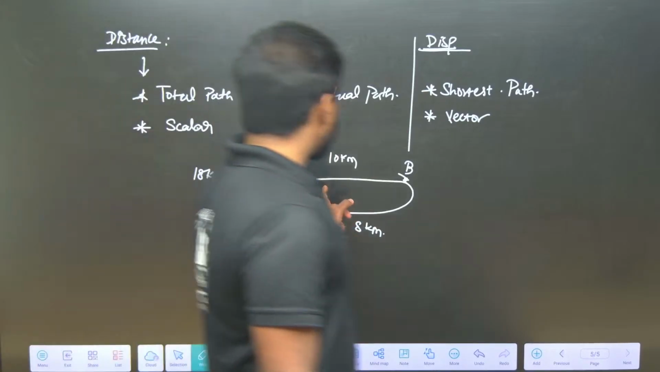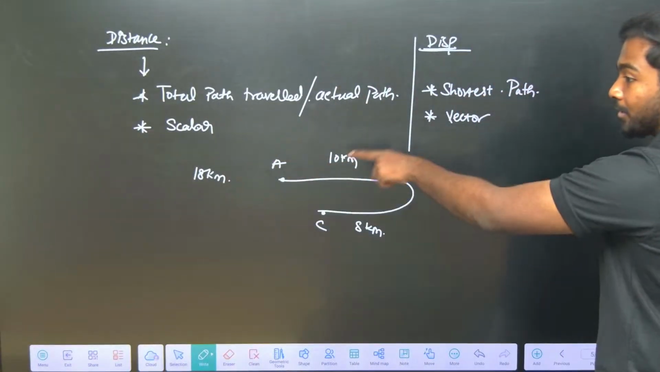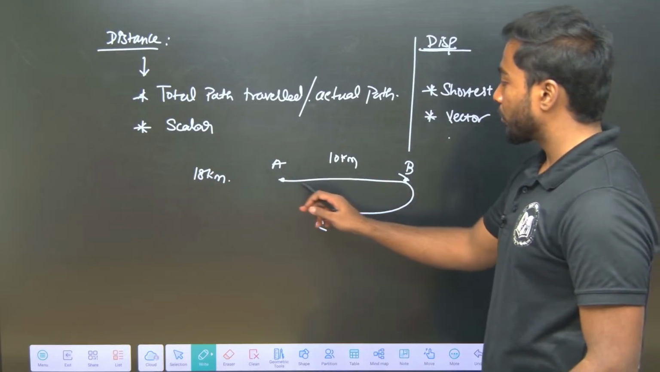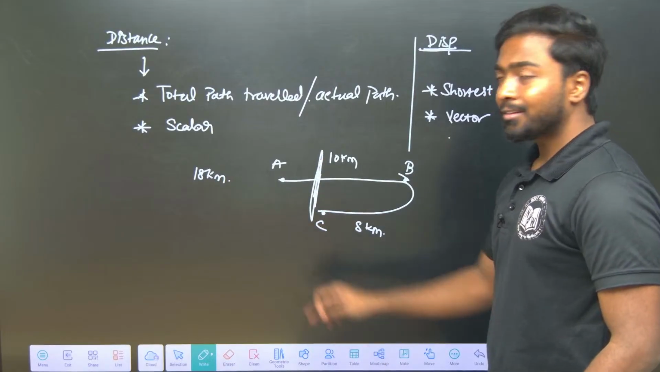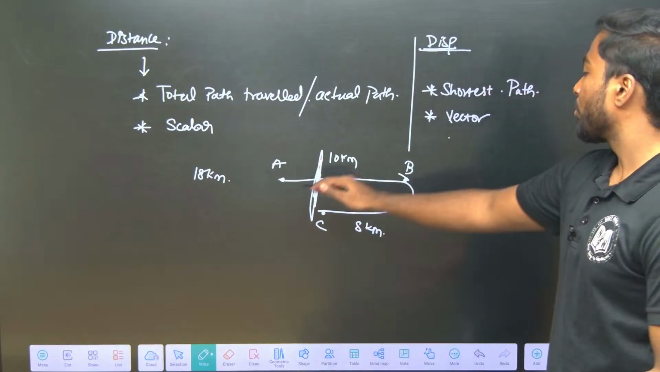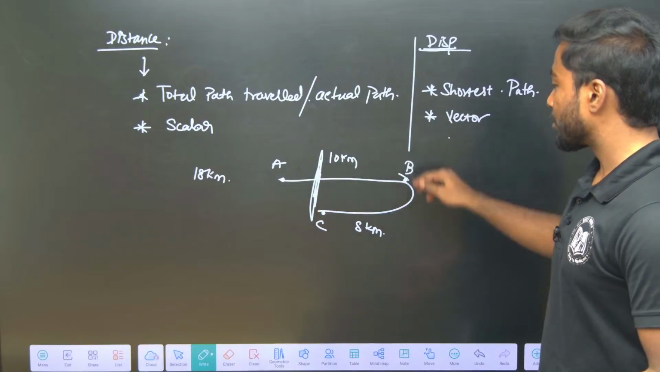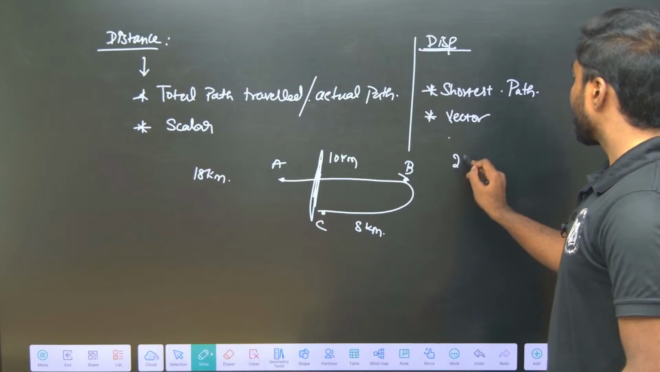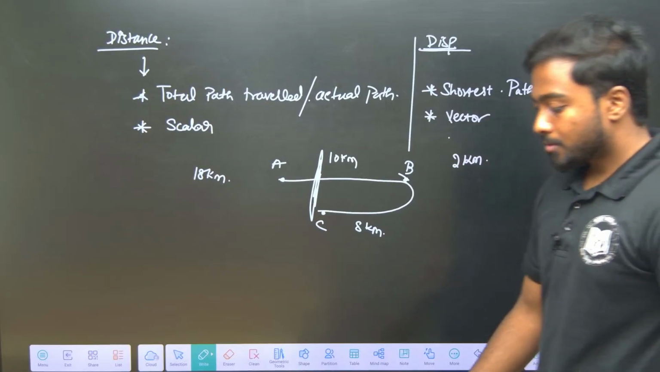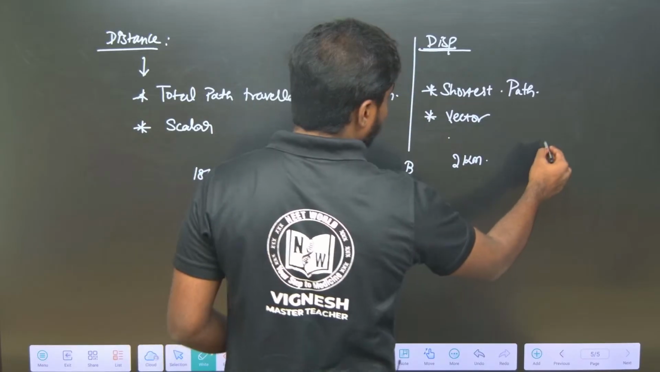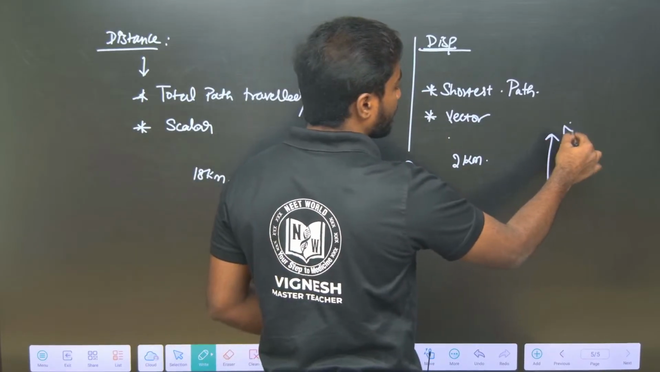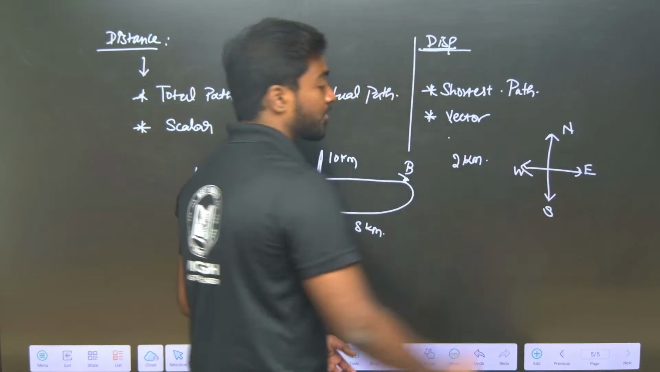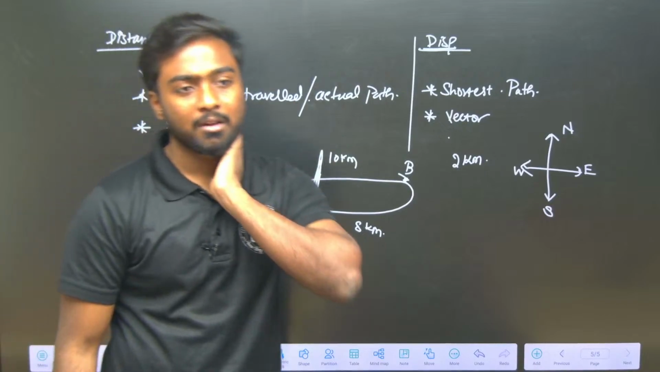Whereas, for this particular thing, when we are seeing displacement, how much? A to C? Only 2. I can travel from here to here directly, not going there and coming here. That is the actual path, but the shortest path is 2, right? So, 2 kilometer. So, we should consider whether it is going north, south, east, west; the direction is important.